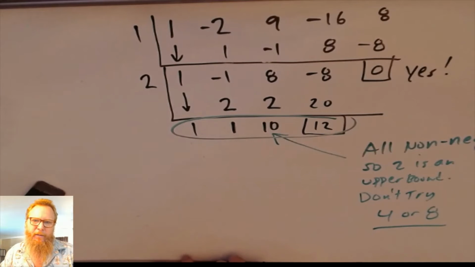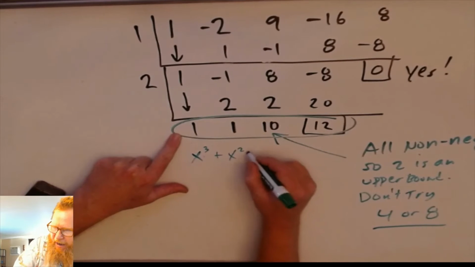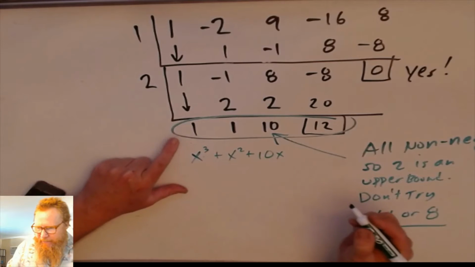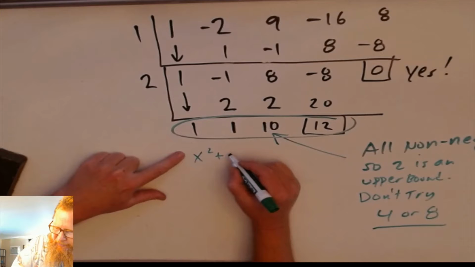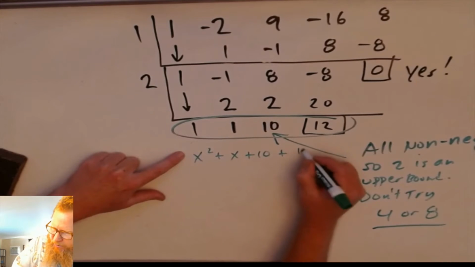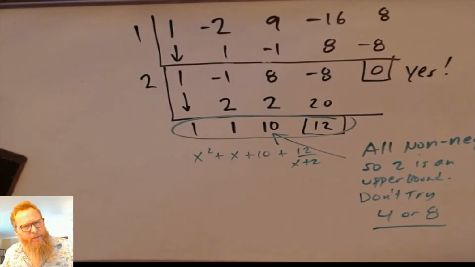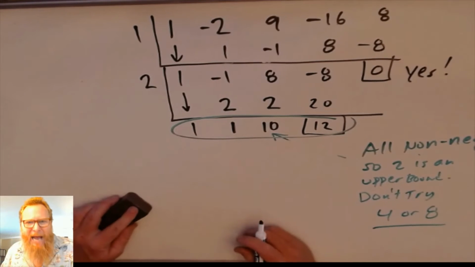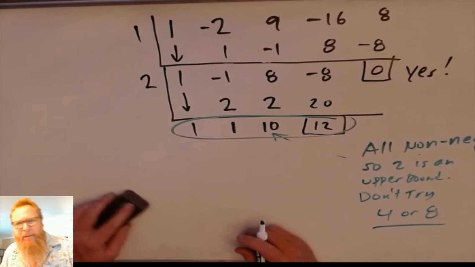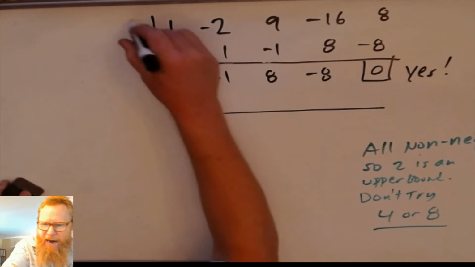Again, this is like a polynomial, x to the third plus x squared plus 10x. Actually, no, it's x squared plus x plus 10 plus 12 over x plus 2. And so those have no sign changes. So they can't possibly have any solutions. All right. So if that happens, go back to here and try 1 again.